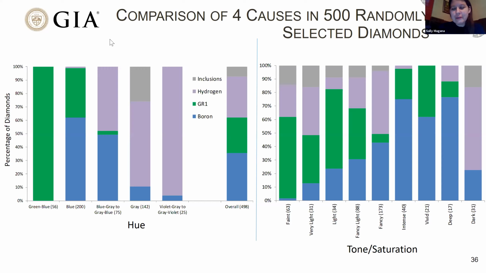So with blue diamonds, those colored by boron dominate among the diamonds that have the fancy to intense to vivid color saturations, and they also are predominant among those with pure blue color. Those with blue to grayish color are more often those that are colored by hydrogen, such as from the Argyle mine. And those with greenish blue color are predominantly colored by GR1.